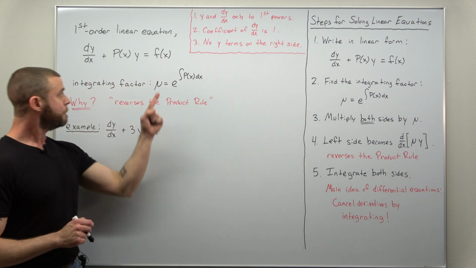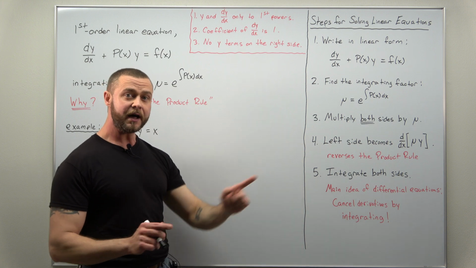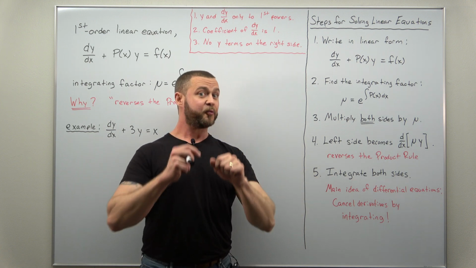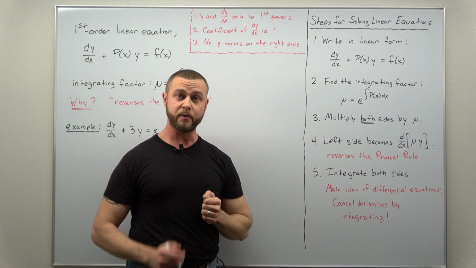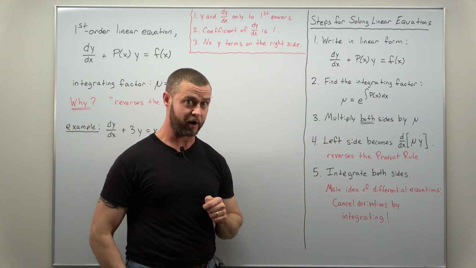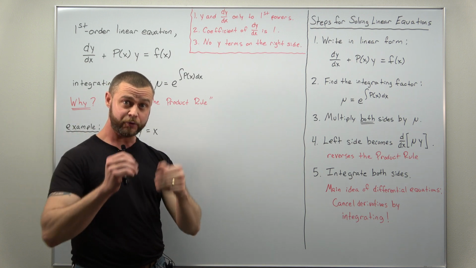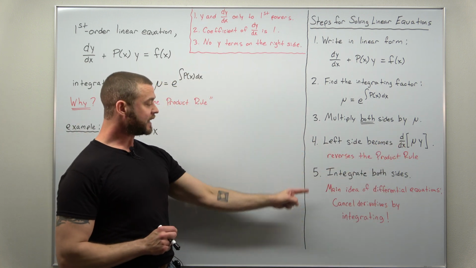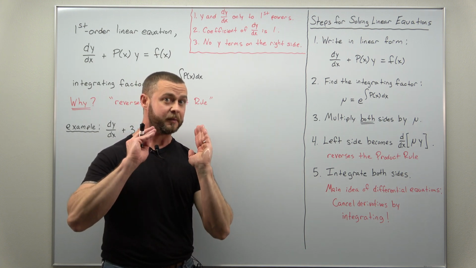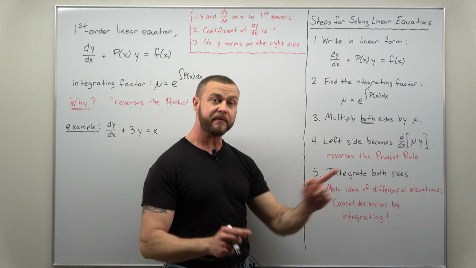Once you've multiplied both sides by mu, the following always happens. The left side collapses or becomes the derivative with respect to x of the product mu times y, where mu is your integrating factor. And again, we'll see this all come together in the proof in the second part. All right, and once you've collapsed the left side down to the derivative of this product, you just go to the last step, what I call the main idea of differential equations: cancel derivatives by integrating. So from there, you just integrate both sides, and integrating a derivative should cancel out.